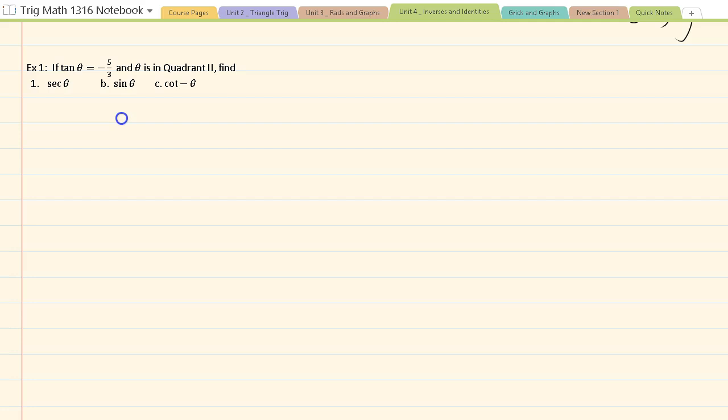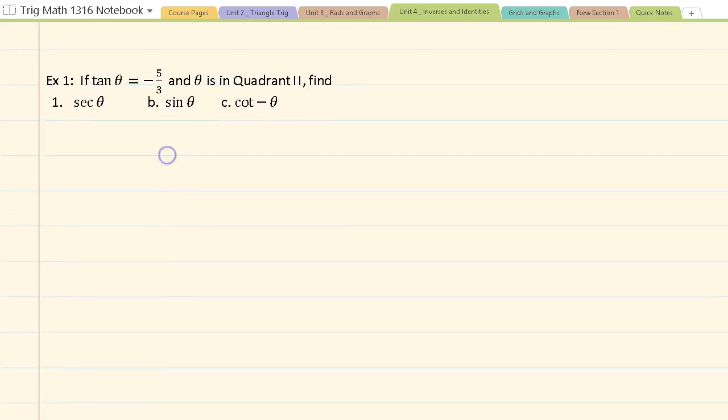Now let's try an example. Let's say we have example number 1 that says if tangent of theta is equal to a negative 5/3 and theta is in the second quadrant. So I just want to remind you that what we do is we think of it over here in our second quadrant. Here is theta. We know that tangent is the rise, which was 5, and 3 is the run. And we can see by its position that the 3 is negative. And we know that our tangent is going to be a positive 5 over a negative 3.